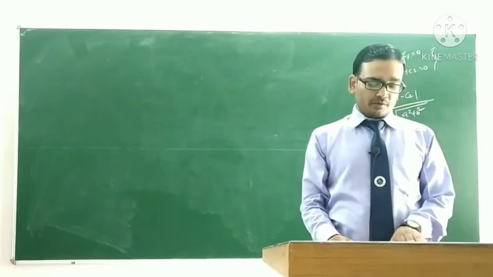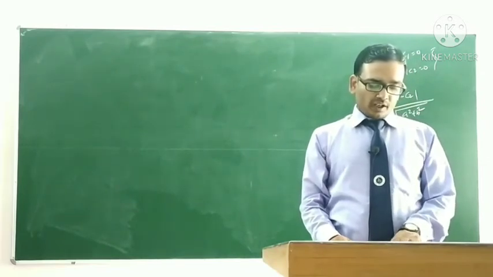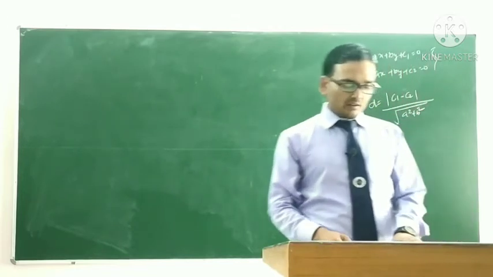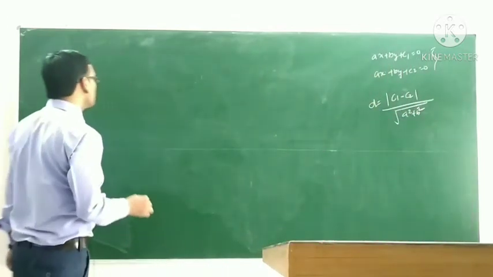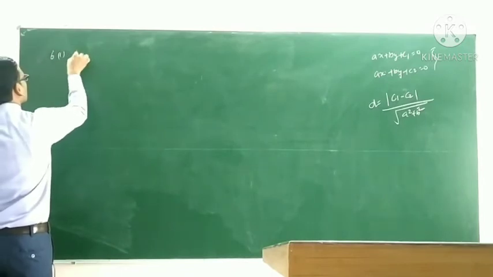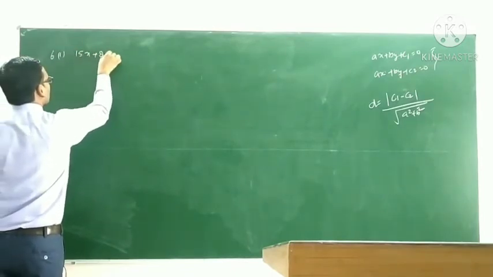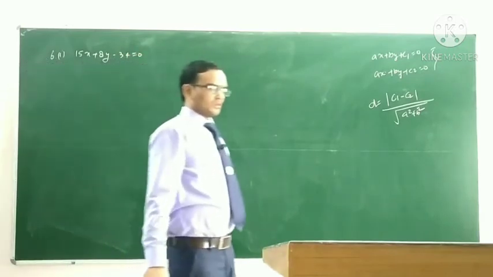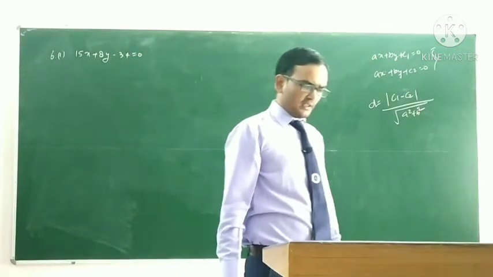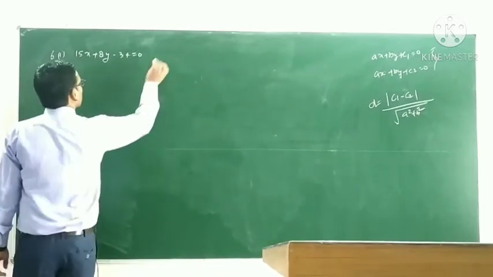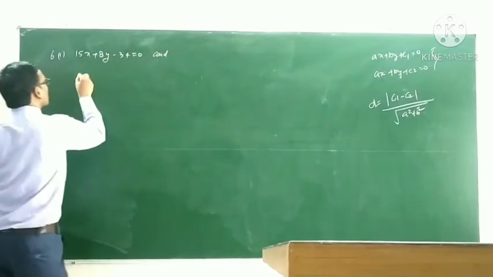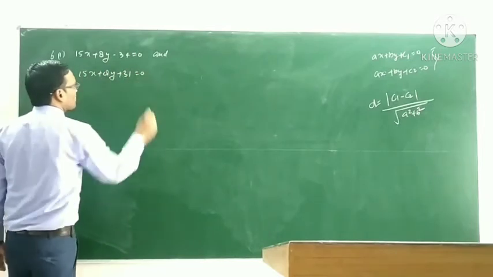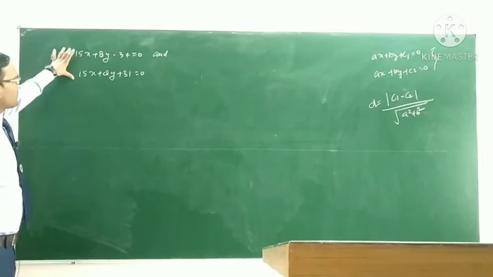Find the distance between parallel lines 15x plus 8y minus 34 is equal to 0 and 15x plus 8y plus 31 equal to 0. These two lines are parallel.